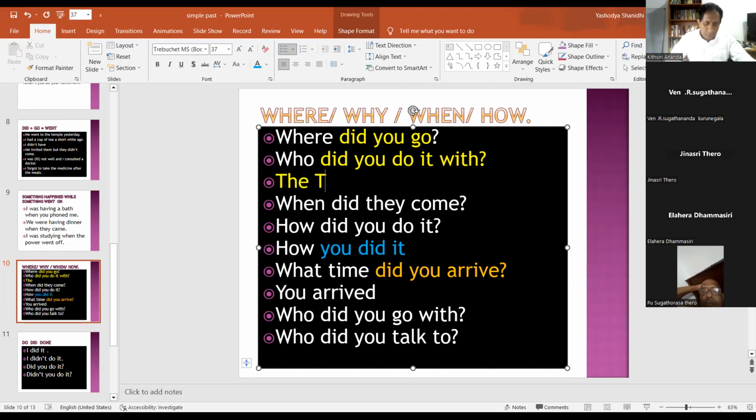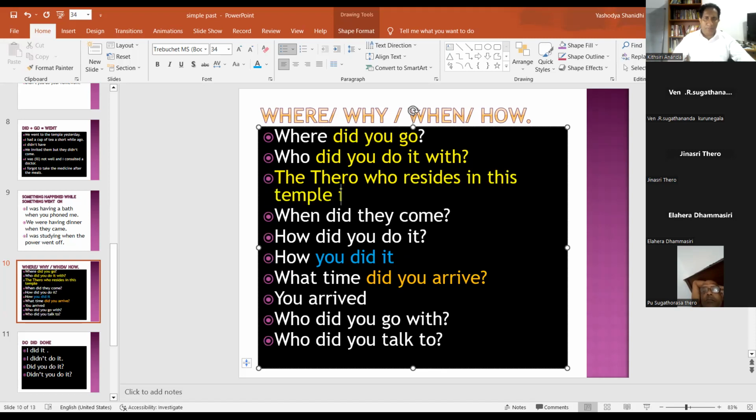The Thero who resides in this temple is a professor. මේ පන්සලේ වැඩ ඉන්න ආම්දුරුව මහාචාර්යවරයෙක්. එතකොට the Thera who resides in this temple. ආම්දුරුව මේ පන්සලේ වැඩ ඉන්න කෙනා. It's a noun phrase.